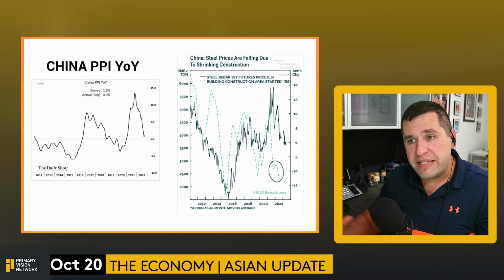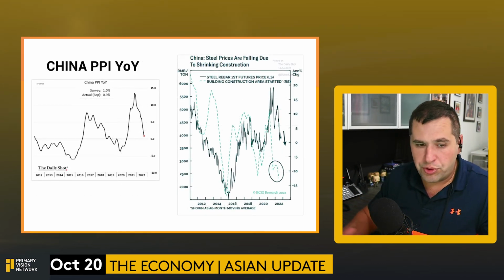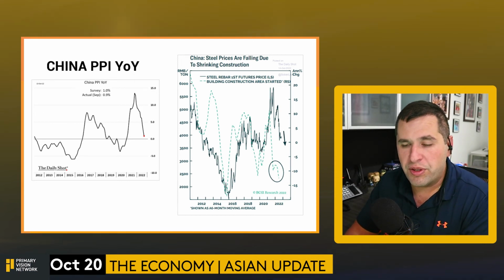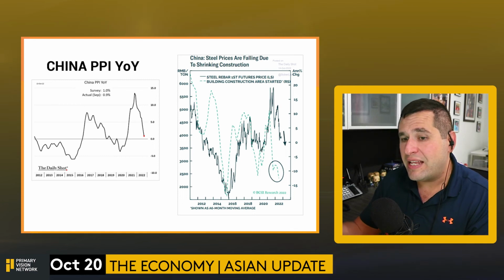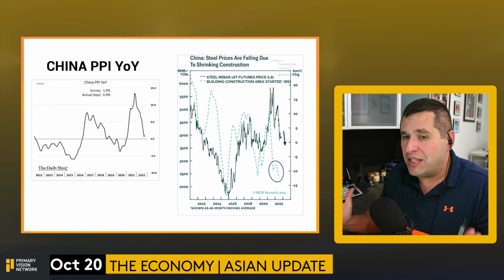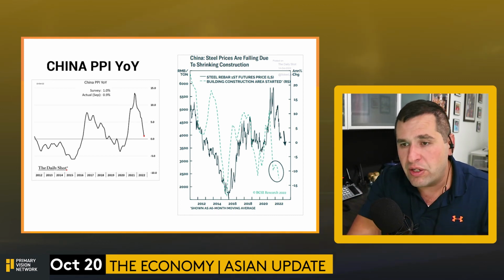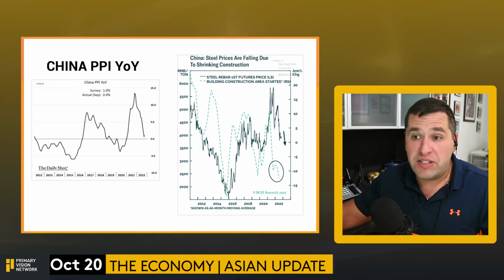PPI slowing, a net positive in that direction, but also showing the pressure on the economic front. With China's steel prices falling due to the shrinking construction, we see that accelerating, which should technically put some of the steel back into the market. So this is going to be interesting to watch, to see how much of this steel finds its way into the market.